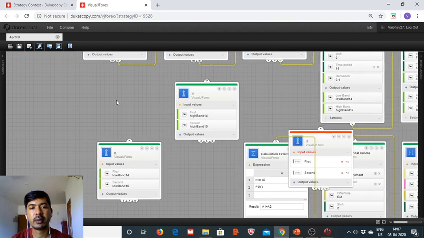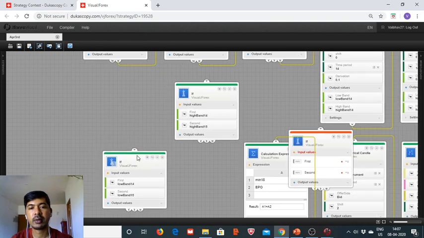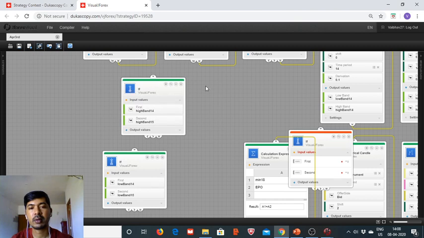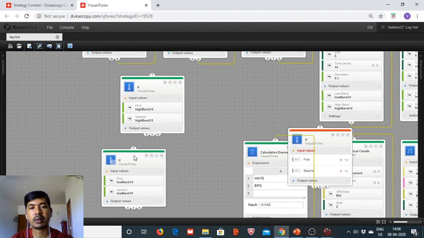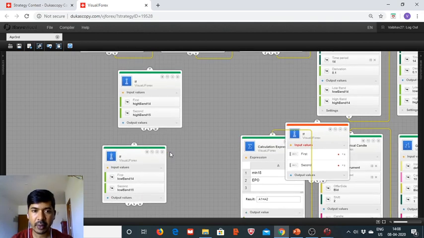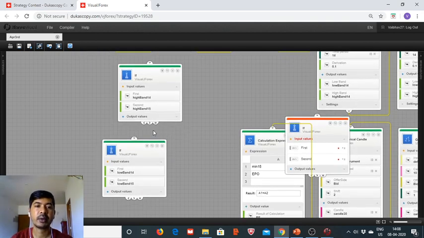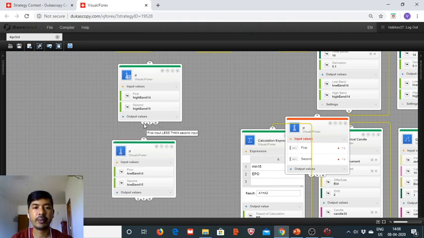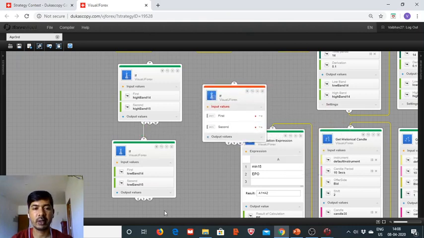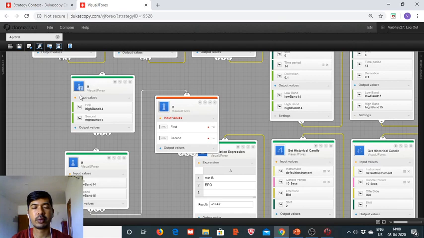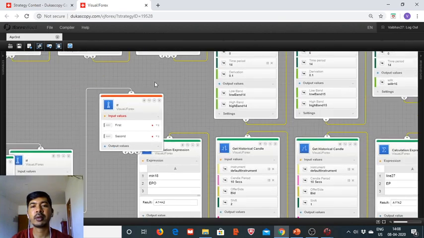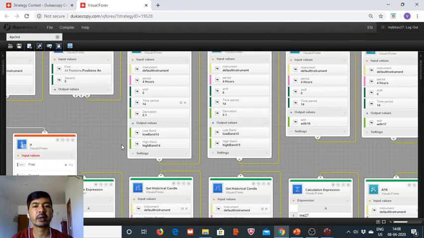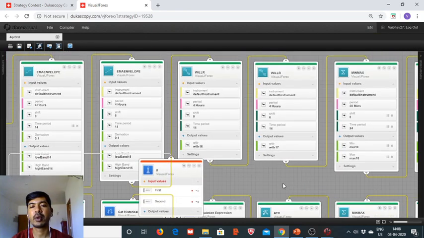So here we want it to be lower, so we start to connect as well, and it should also be lower. So we have done this, defining the conditions for the EMA envelope band.